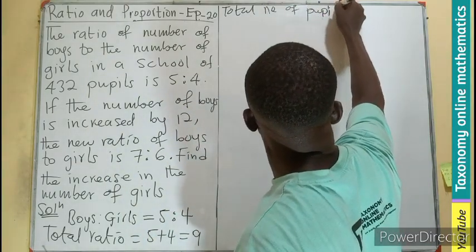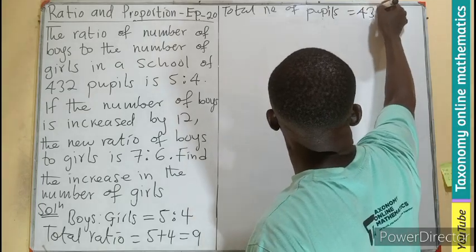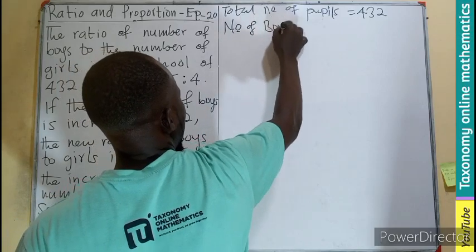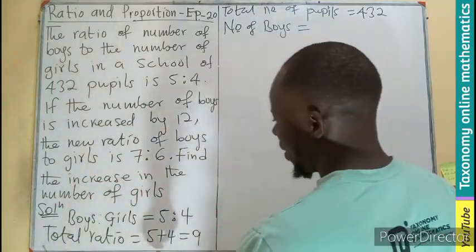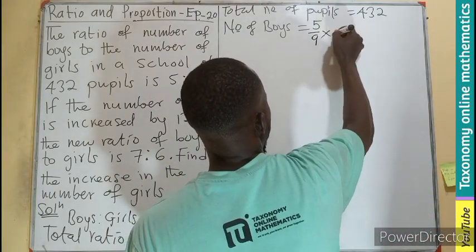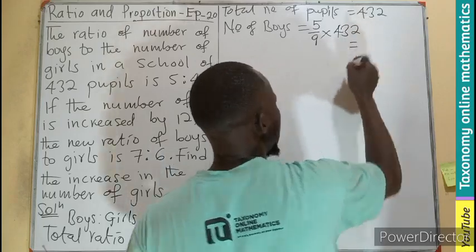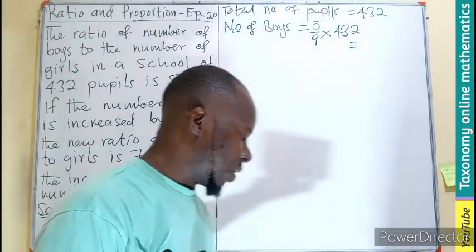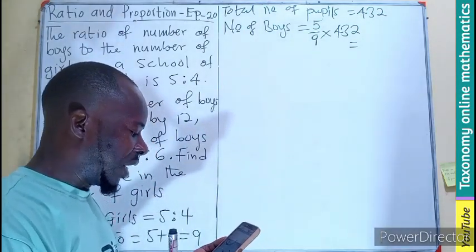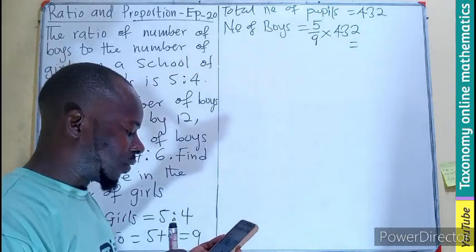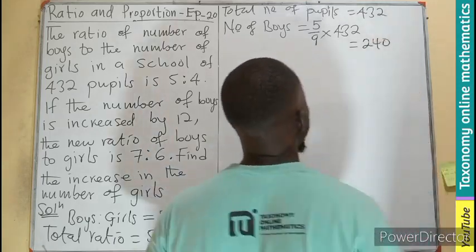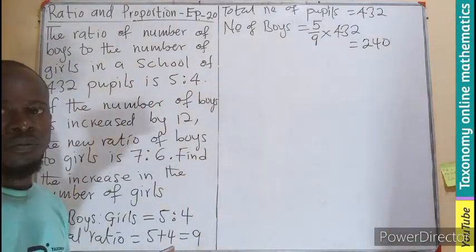So we know the total number of pupils has been given as 432. So let's see. The number of boys in that school will be 5 out of 9, so 5 out of 9 times 432. So if we divide 432 by 9, we have 48. So 48 times 5 will give us 240. So the number of boys in that school is 240.